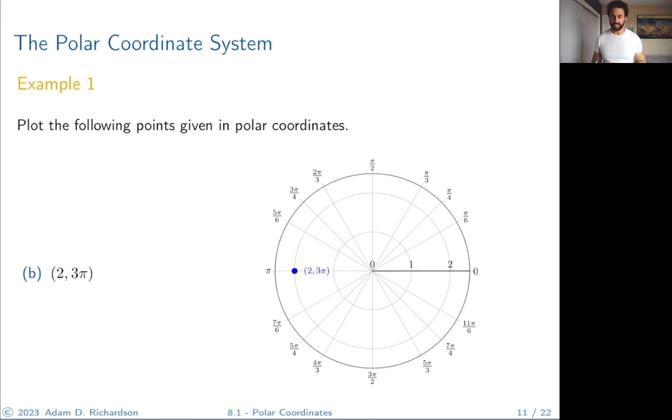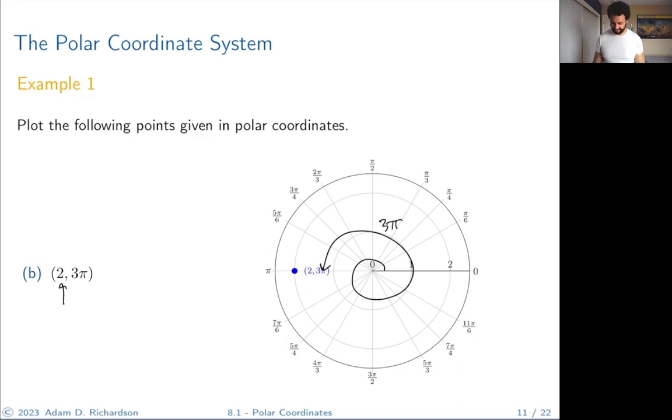Okay, so let's take a look at this point, 2 comma 3 pi. Now we're lying on a circle of radius 2, so we're out here. And we're going around an angle of 3 pi. So what's 3 pi? We're going to go around this way and then this way. That's 3 pi. There we go.